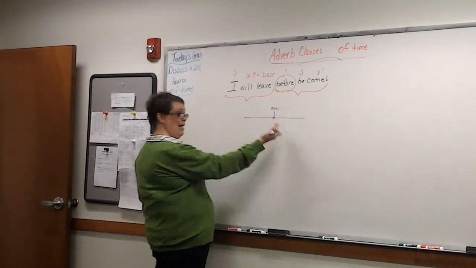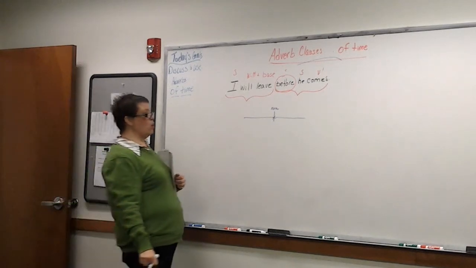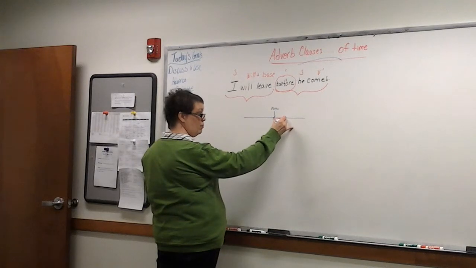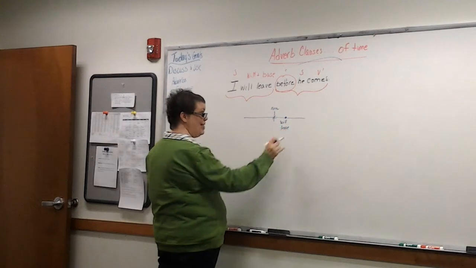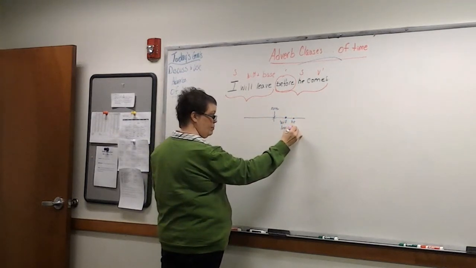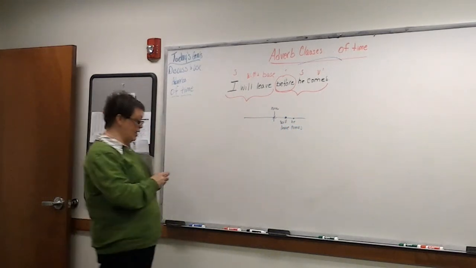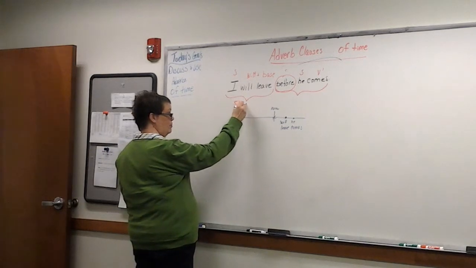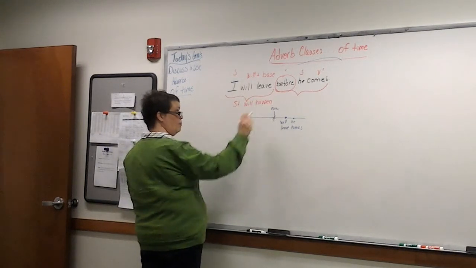Are we in the past or are we going forward? Forward. Yes. So which happens first? I will leave. I will leave before he comes. And then he comes. So up here we have something will happen in the future. Okay, teacher.